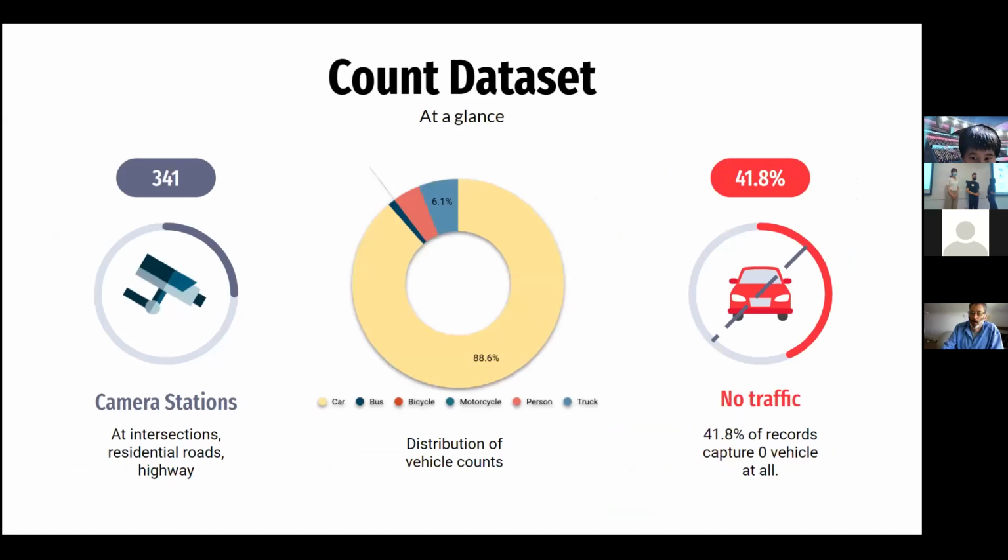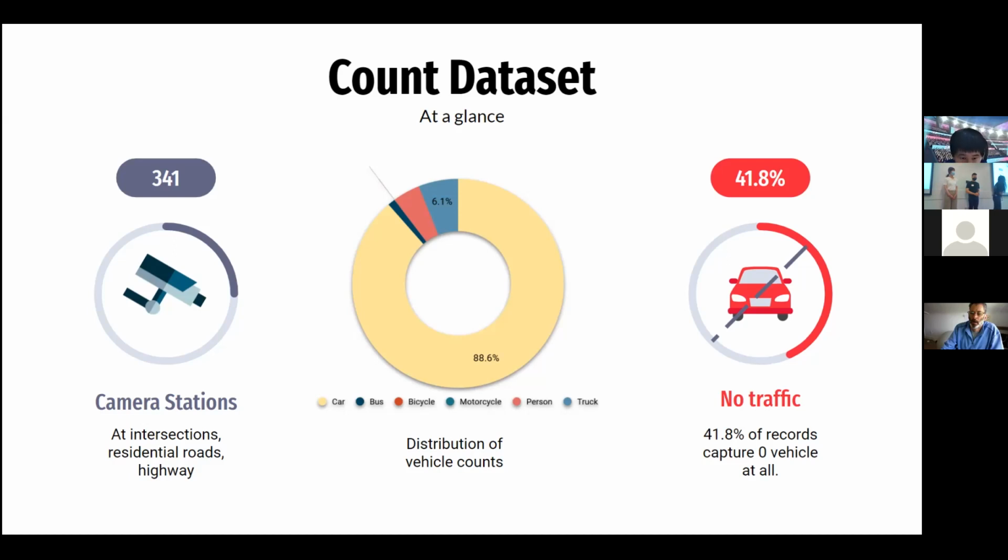Some important figures of our count data set. We have 341 camera stations. That's all the publicly available cameras installed in the city of Zurich. They're installed at different road types: at intersections, residential roads, and also highways. And if you look at the distribution of all our vehicle counts, you see that 88.6% of them are cars. That's a major reason that in our later analysis, a lot of times you'll see us using car count as the sole representative of vehicle level.